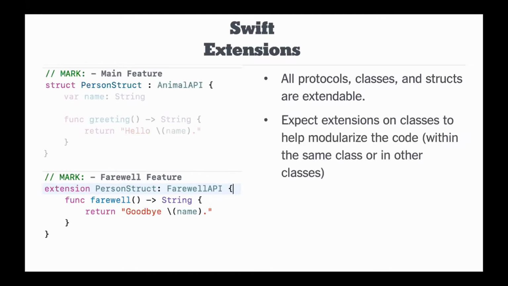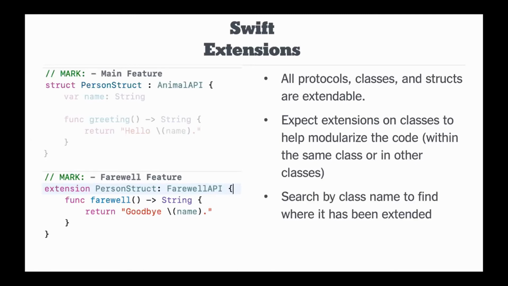Oftentimes when you're dealing with Swift code, you'll see in a single file extensions of your same class split out by function or feature functionality, like you can see here. But these extensions can also be done in other files, very similar to Kotlin extensions. So if you want to see where your class was extended or overridden, it's best to search the class name to find where it's been extended.